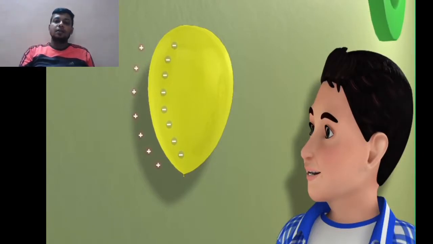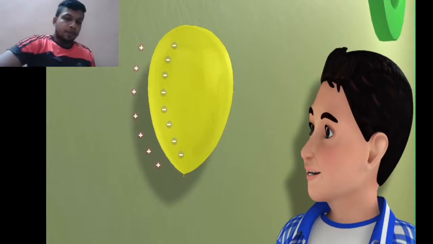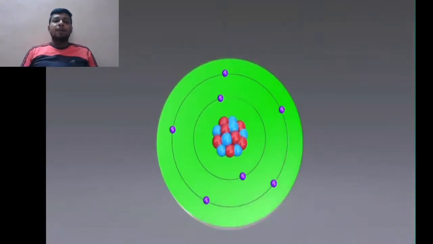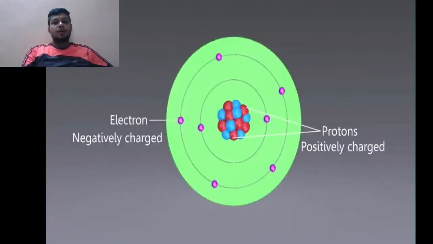To understand this, we should understand the topic of the atom. So what is an atom? This is an atom. Here you can see in the nucleus there are protons and neutrons, and electrons are orbiting around the nucleus in a fixed path. Here we can see that the electron is negatively charged and the proton is positively charged.